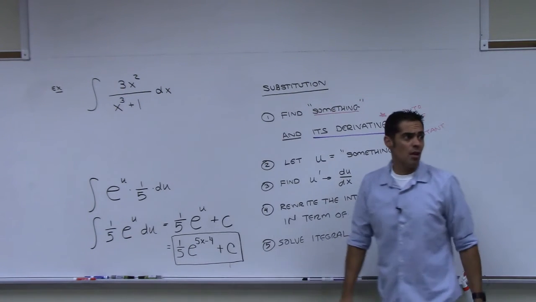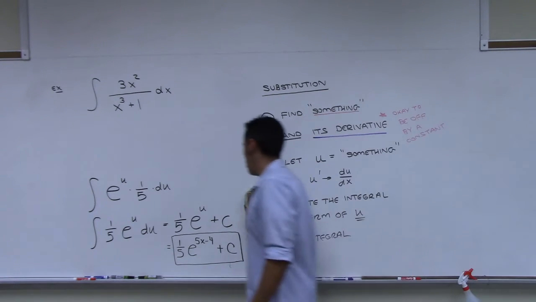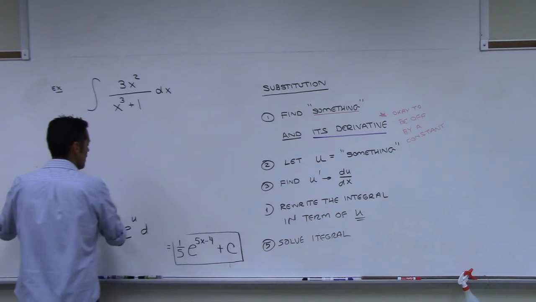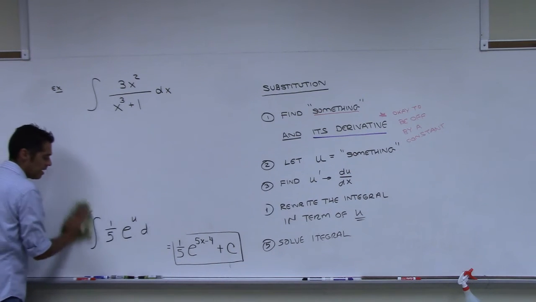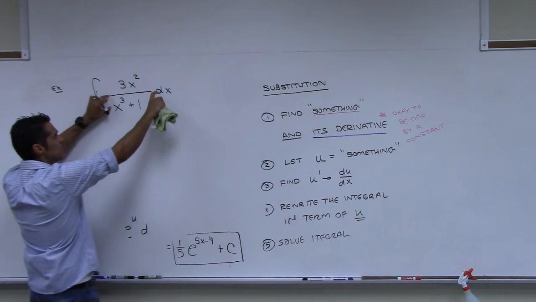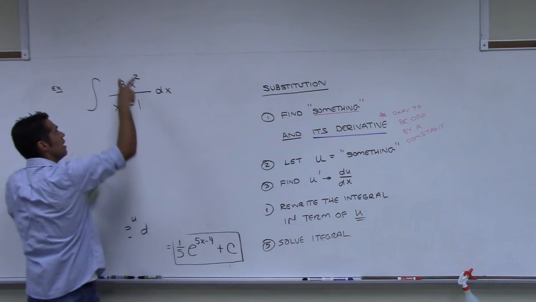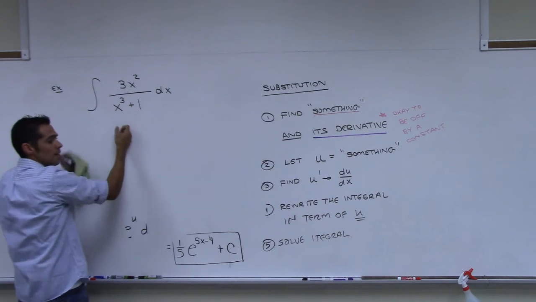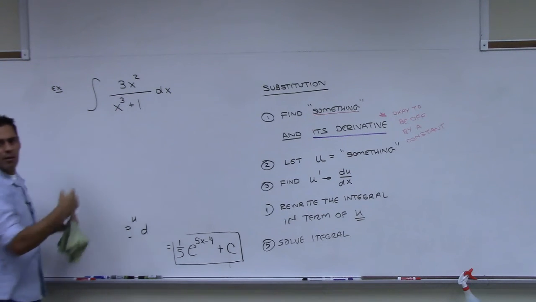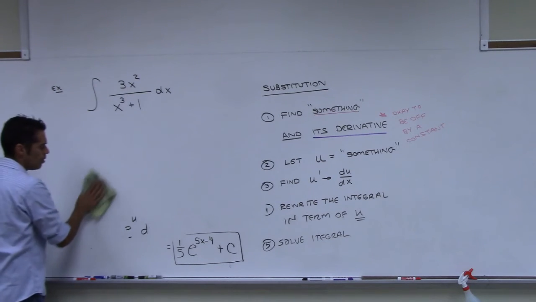All right, let me start by saying there's nothing we could do to solve this problem with anything that we learned before this class, okay? You can't split this up into two fractions, because the only way you can split this up is if you had two terms on top and one term on the bottom. Then you can split it. But it's the other way around, so you can't split this up. So we're pretty much stuck.